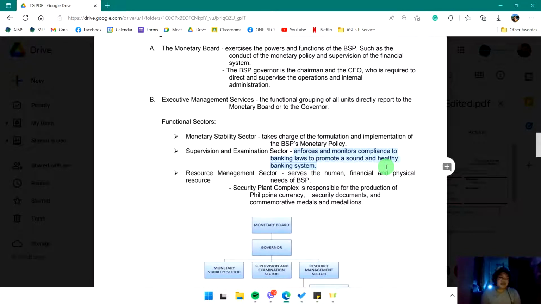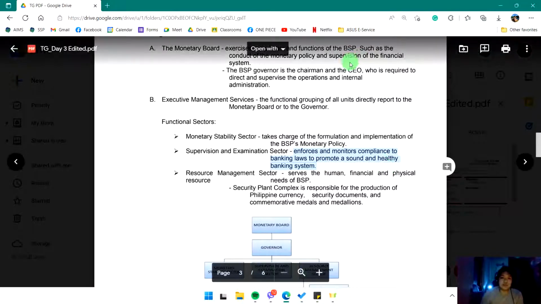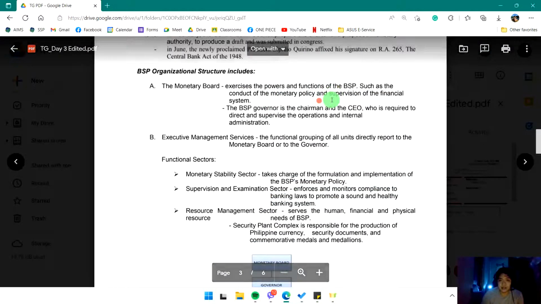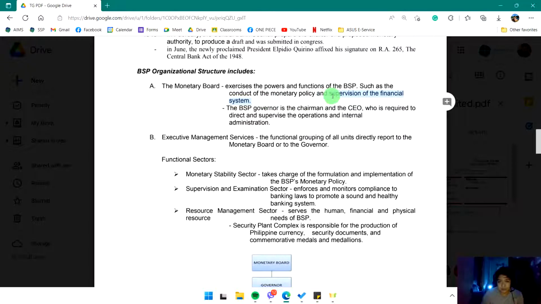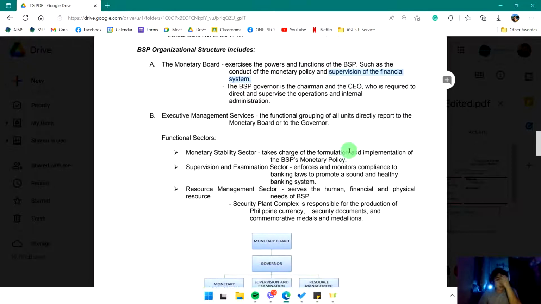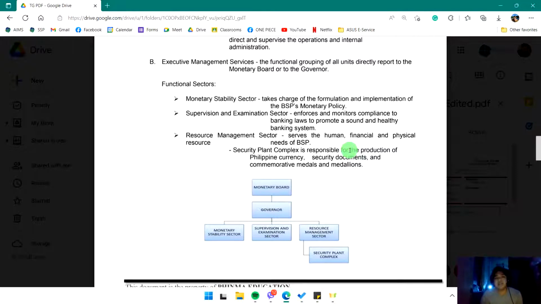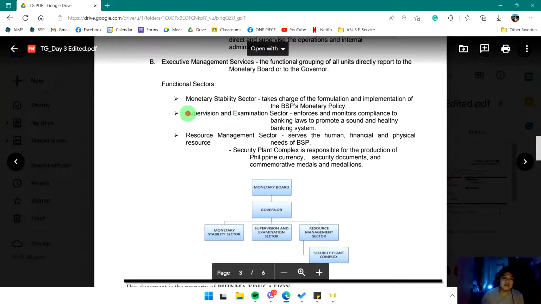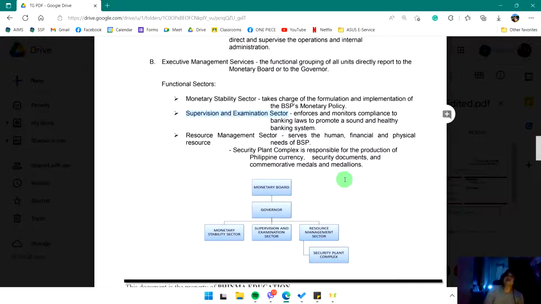Again, one of the functions of BSP is to supervise the financial system. To supervise the financial system, and the supervision and examination sector of BSP, sila po yung in charge to enforce and monitor this. Basically, sila yung sort of like nagiging police para sa mga bangko, para sa mga banking institutions na meron tayo, para healthy pa rin at maayos tumatakbo ang ating financial system.